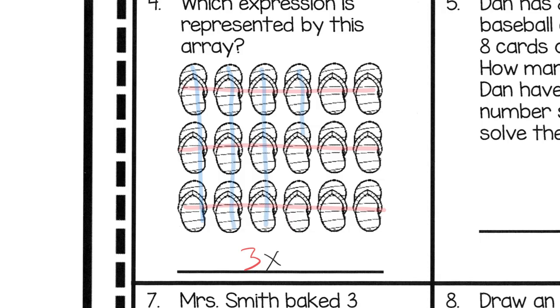And these are all even. There's no extra ones left over. How many of those columns do I have? 1, 2, 3, 4, 5, 6 columns. So I could say that I can take 3 columns, or excuse me, 3 rows times 6 columns. That's going to tell me how many flip-flops are in this array. 6 times 3 is 18. And of course, yes, I could just count them, but it says which expression is represented by this array. Well, this is the expression that represents the 18 flip-flops that are here. All right, let's keep going.